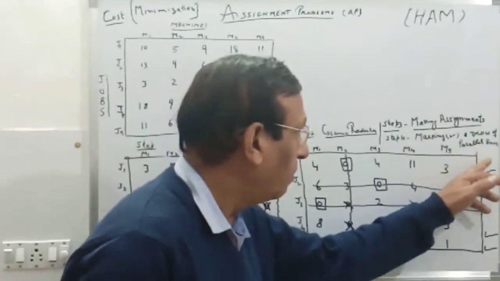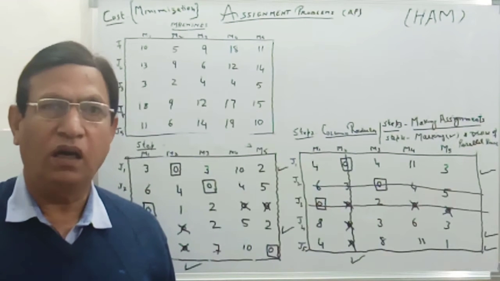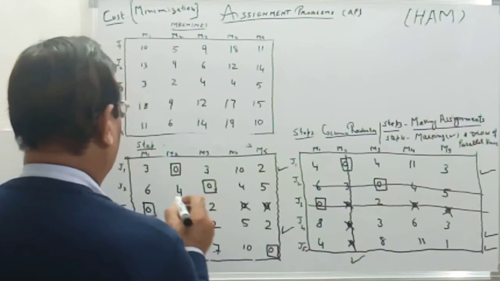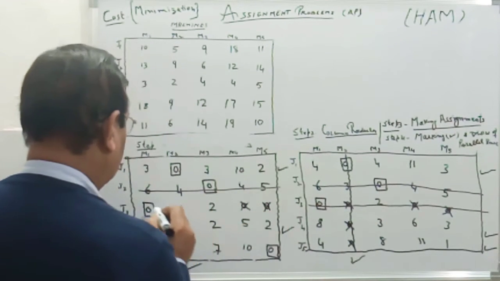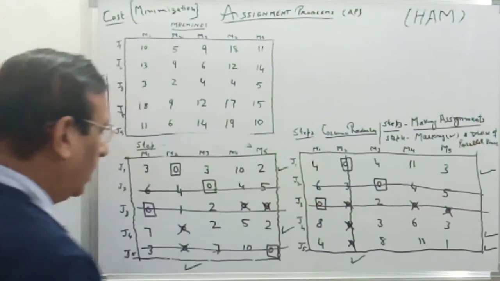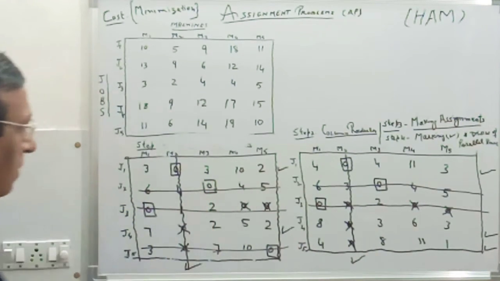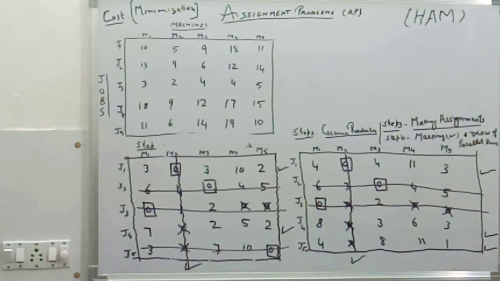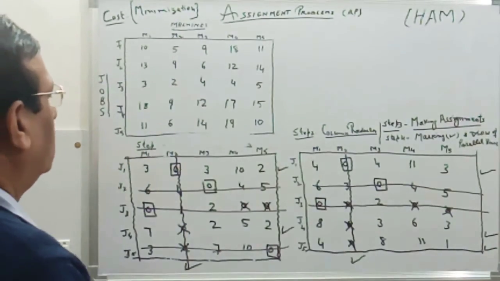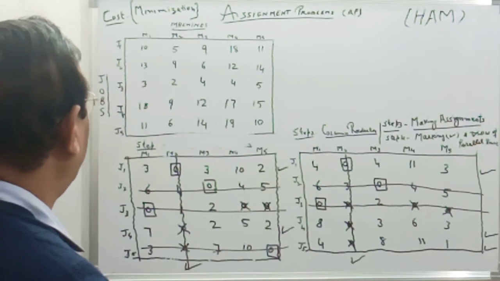Then draw parallel lines. Same rule, parallel lines. Draw lines through unmarked rows and marked columns. Through unmarked rows. This is an unmarked row. This is an unmarked row. And this is an unmarked row. And marked column. This one column has been marked. So further drawing of lines is not possible because it is through unmarked rows and marked column. Okay.